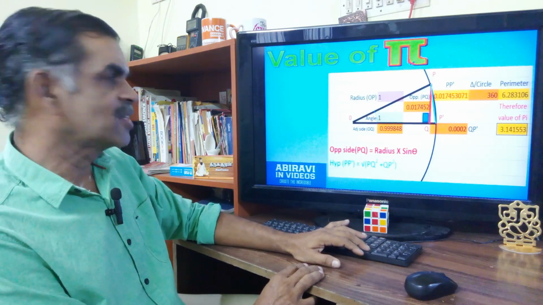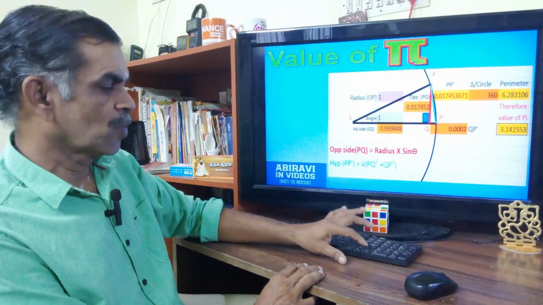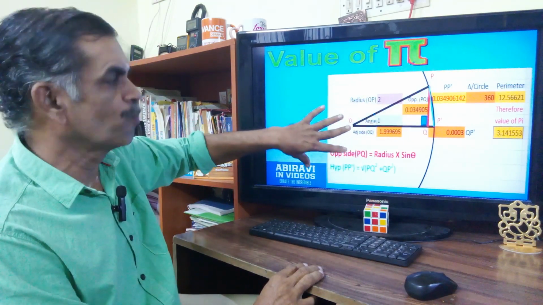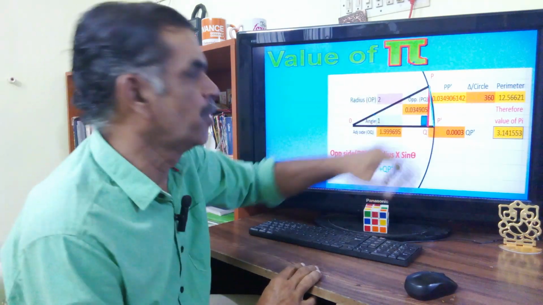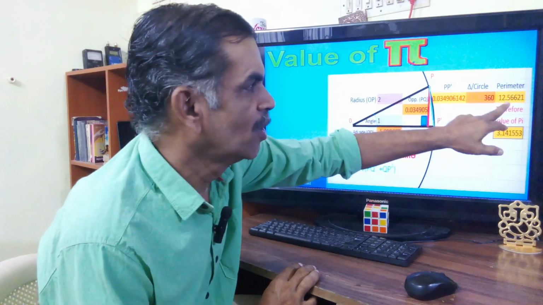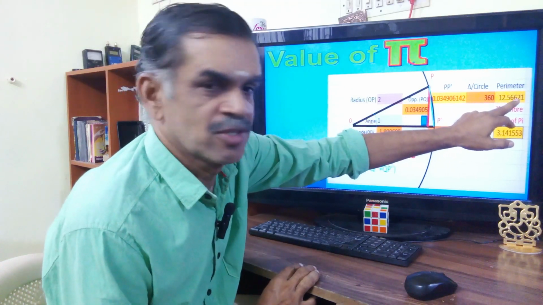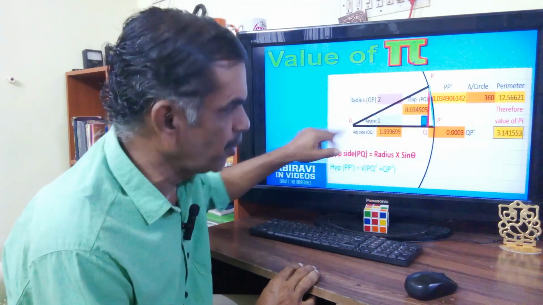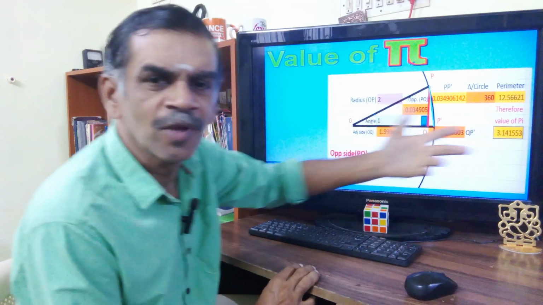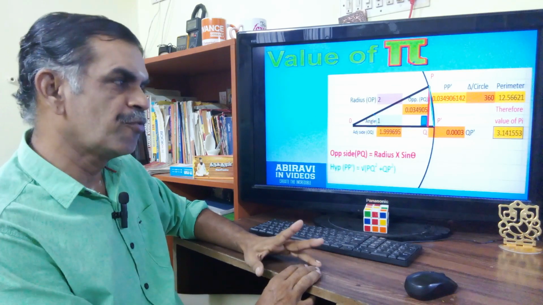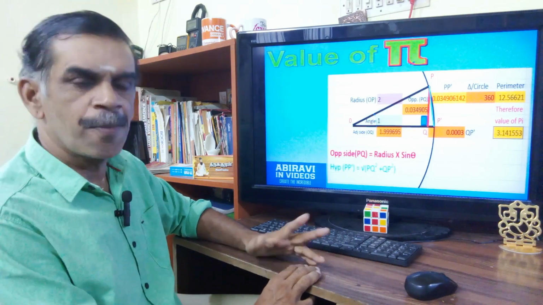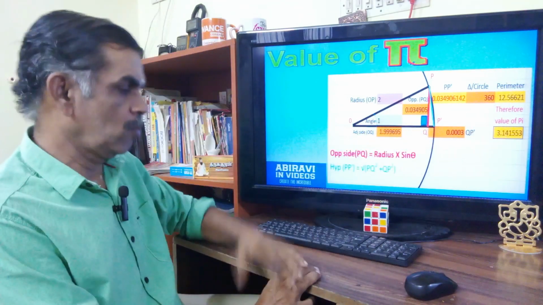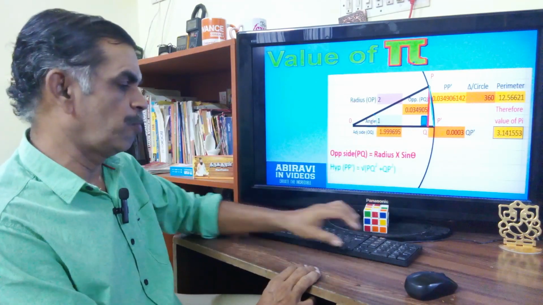In the next slide, let us change this value. For example, radius 2, then the diameter will be 4. Then what is the perimeter? By calculating this, we have come to 12.56. So 12.56 divided by the diameter, which is 4, you will get the same 3.141553, that is 3.142, the approximate value of pi. We have received the approximate value of pi.